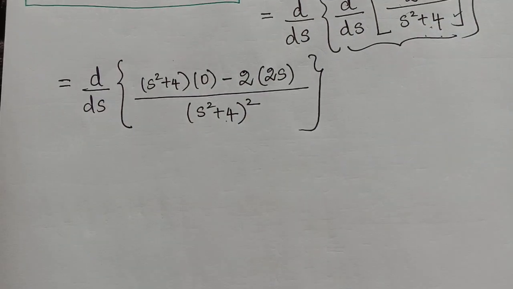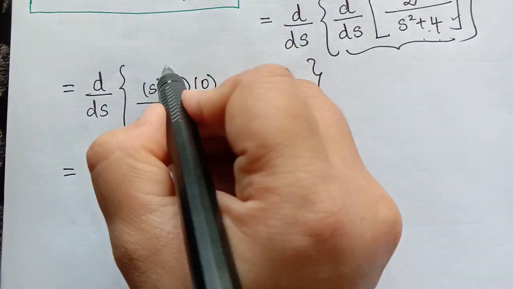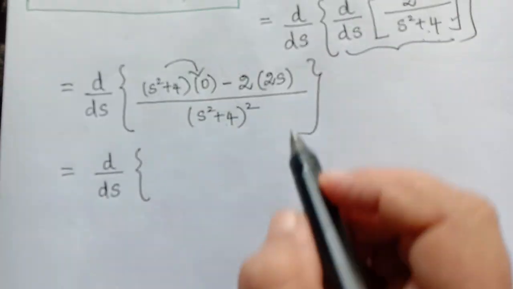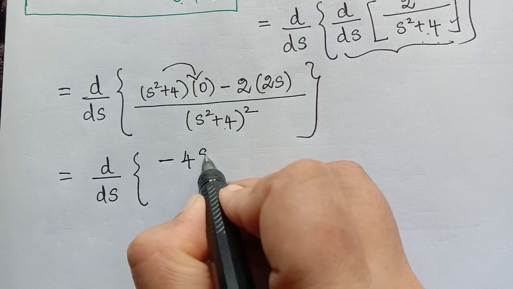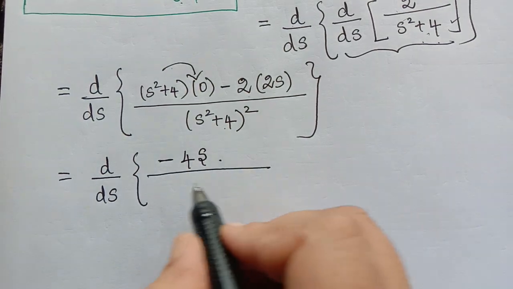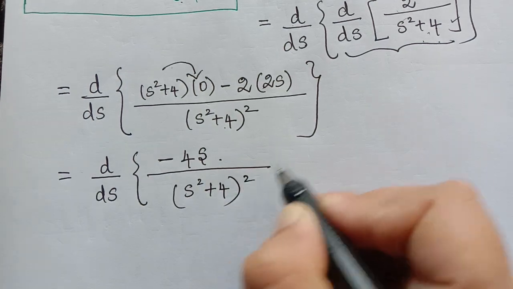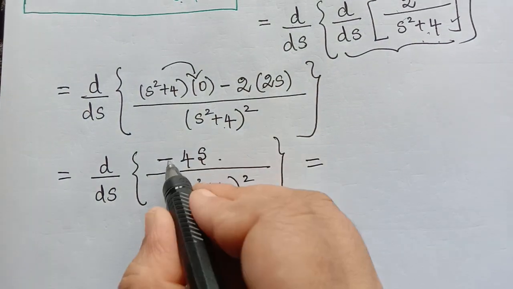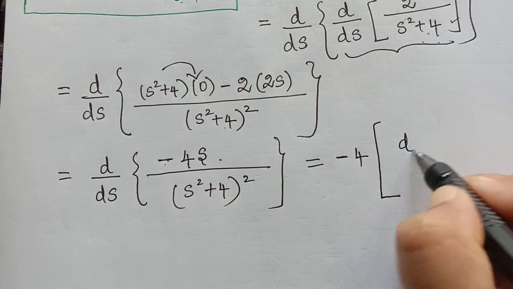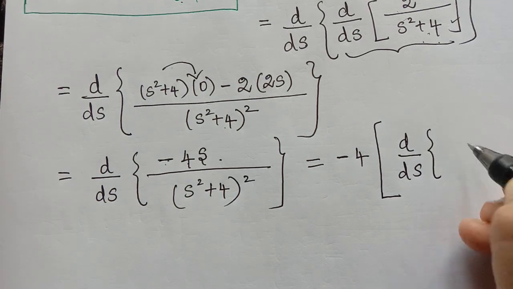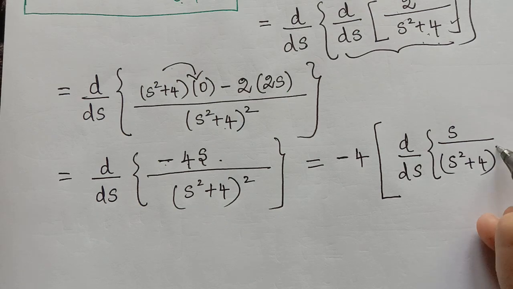Now further simplifying, this will be equal to d by ds of, if you multiply this with 0, this complete term will become 0, and so we will be left with -4s divided by s square plus 4 the whole square. Now this negative 4 is a constant which can be taken out, and so we will be having d by ds of s divided by s square plus 4 the whole square.